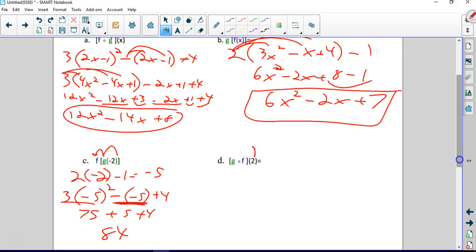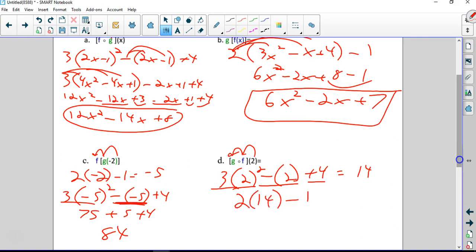Okay? We're going to put 2 in for f, and then put that into g. We're going to do our quadratic first. 3, 2 squared, minus, parentheses 2, plus 4. And evaluate. 2 squared is 4, times 3 is 12. Minus 2 is 10, plus 4 is 14. Now, we plop that into our 2x minus 1, which is 28 minus 1, which is 27.